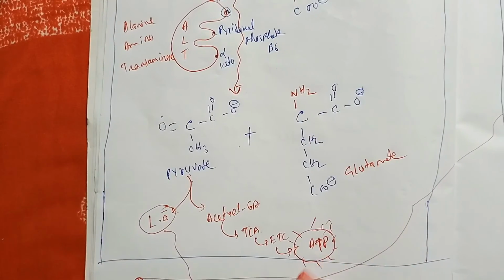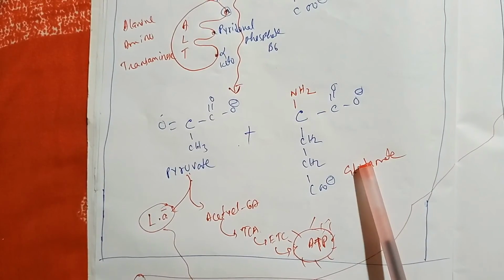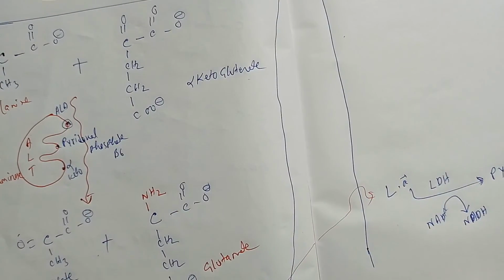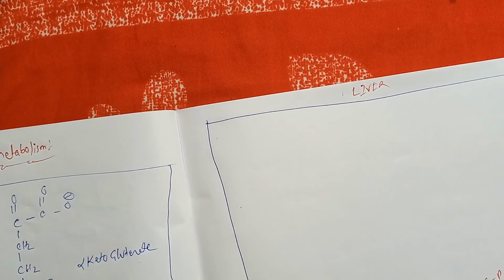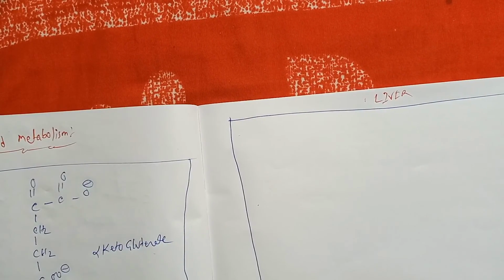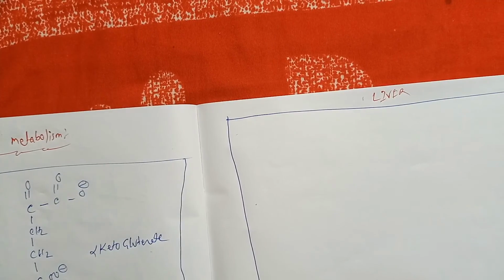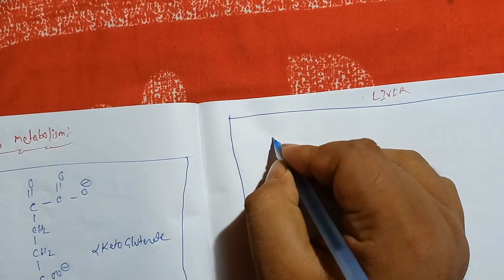Now we got the pyruvate, and we also got the glutamate. Now what about the glutamate? What will happen in the case of the glutamate? Now we have to know here. Within the liver cells we got the glutamate here.